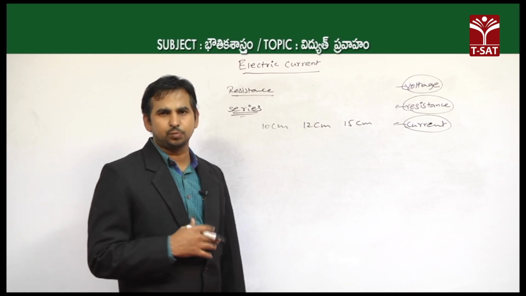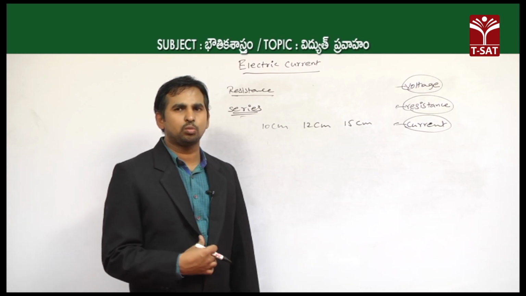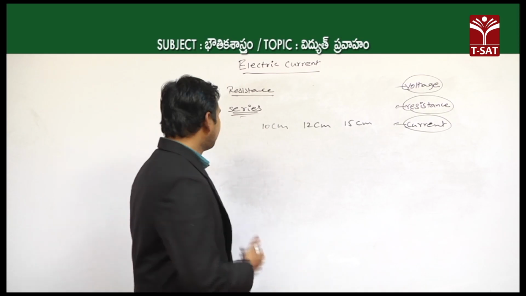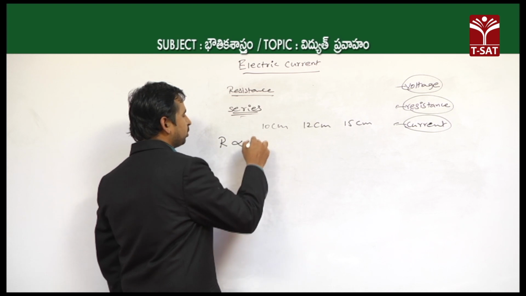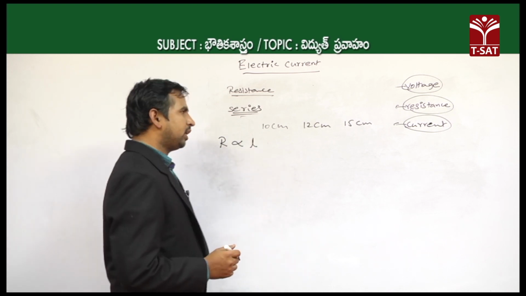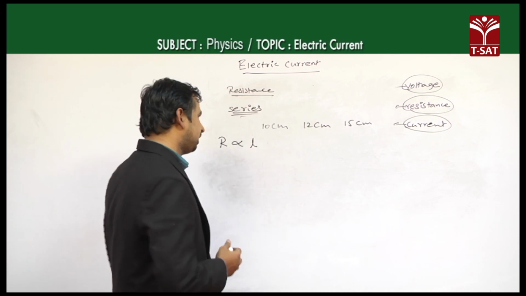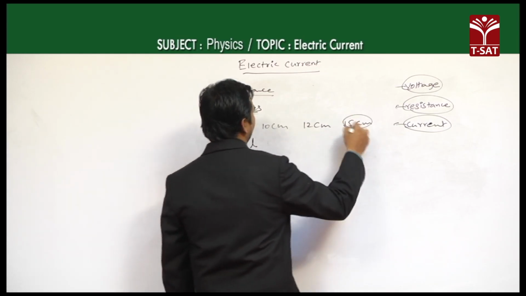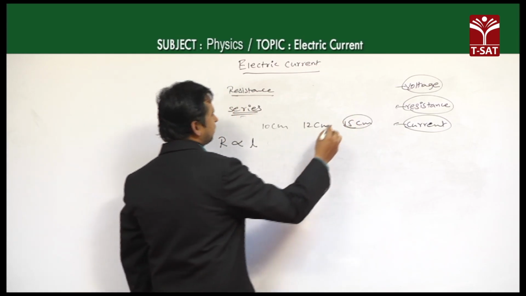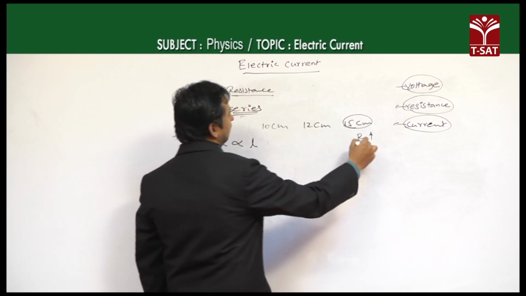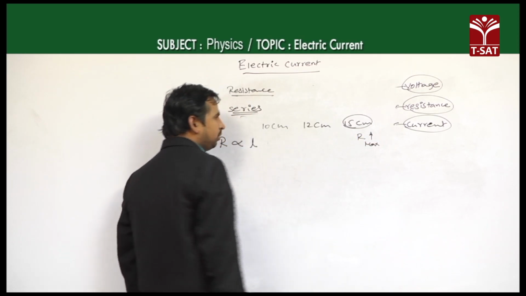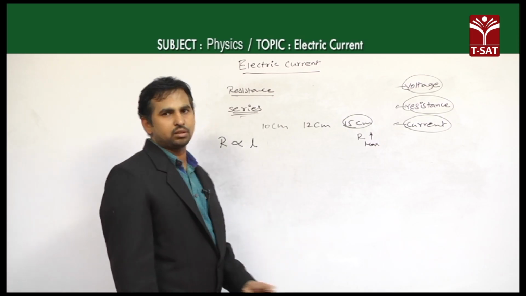Less resistance means more current will pass. But in our case, we know that resistance is directly proportional to length. Of the given lengths, 10, 12 and 15 centimeters, the 15 centimeter wire is the longest. As the length is more, the resistance value will be maximum. So for 15 centimeters, we have the maximum resistance.